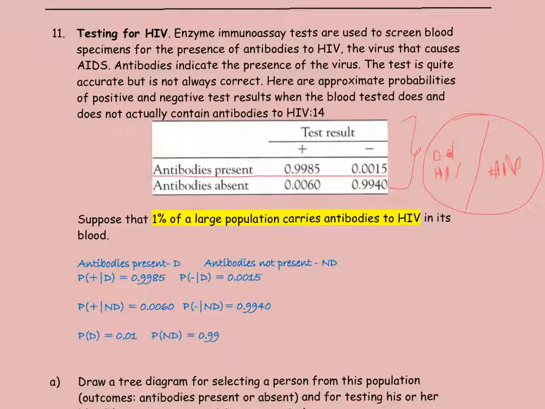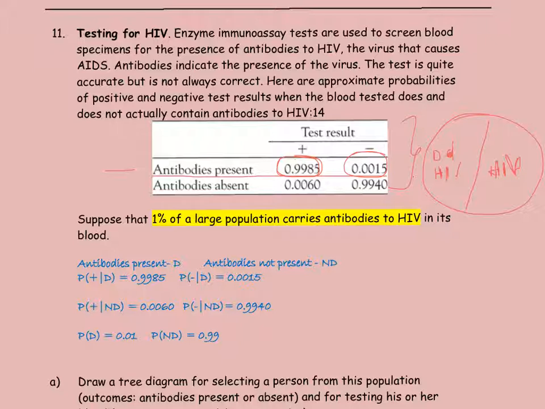So the first row is looking at the group of people who probably had the antibodies of the virus. Out of the people who actually had the antibodies, 0.9985 was the probability that they tested positive, and it's obviously high because the test is pretty good. And out of the people who had the antibodies present, the test was wrong with a probability of 0.0015.